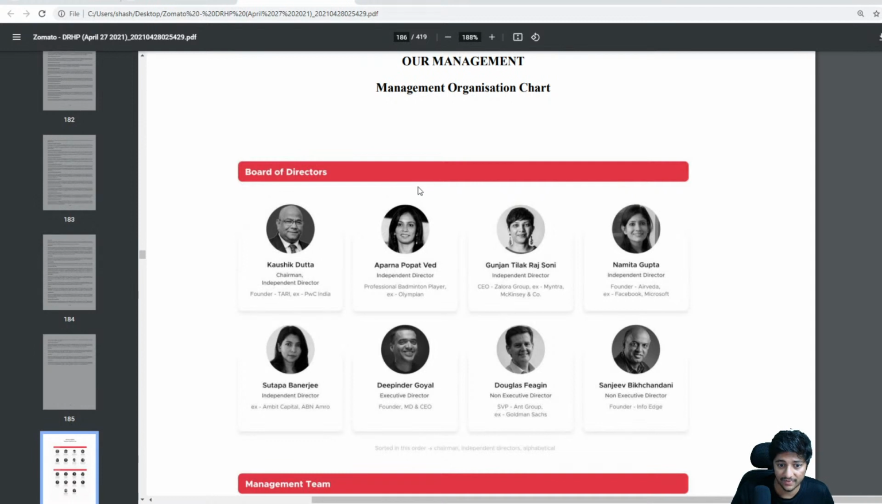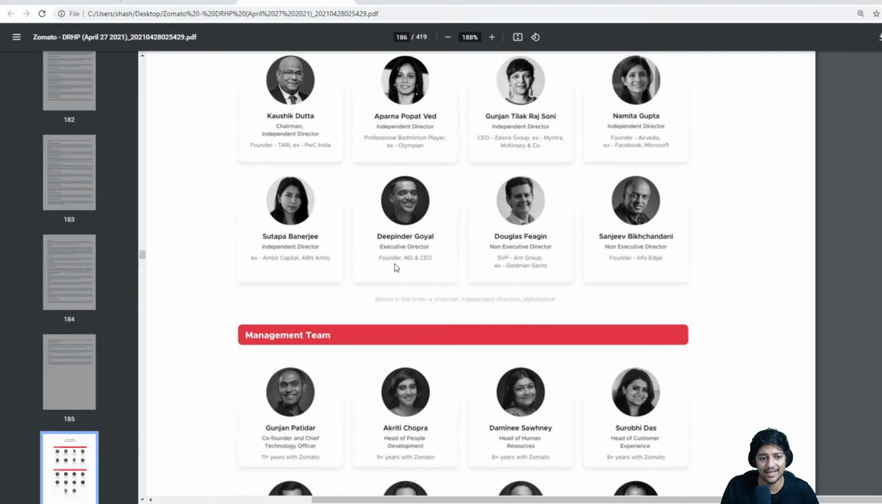Now, if you look at the board of directors, see this. They have ex-PwC Kaushik Datta as the chairman. They have Aparna Ved, who's a professional badminton player, as an independent director. Look at all of them, right? Because all these people have connections somewhere or the other, so it's good to know what connections they have. Sanjeev Bikhchandani, who's a founder of InfoEdge, making a lot of money on this exit as well. SVP in Ant Financial and ex-Goldman Sachs, Douglas. Deepinder Goyal, who is the current founder, MD and CEO. And then we have Sutapa Banerjee, who's also an independent director.